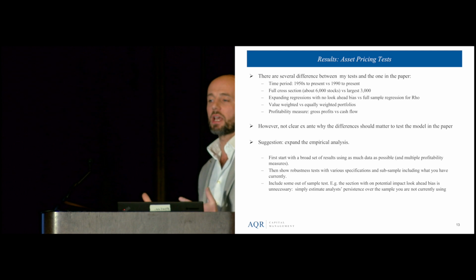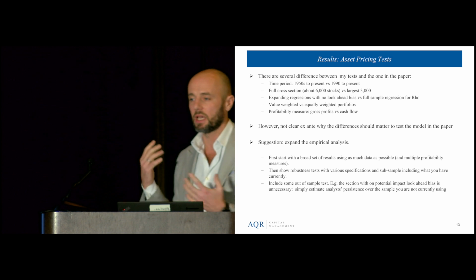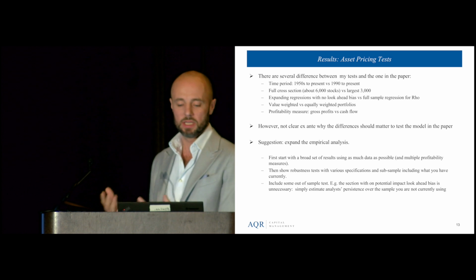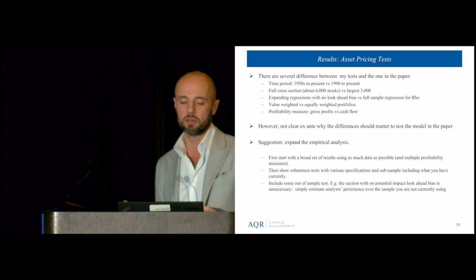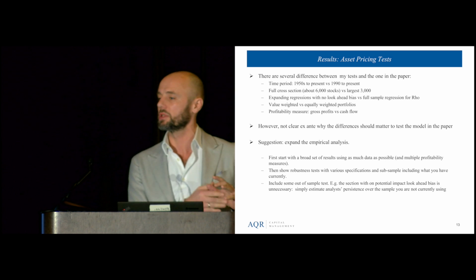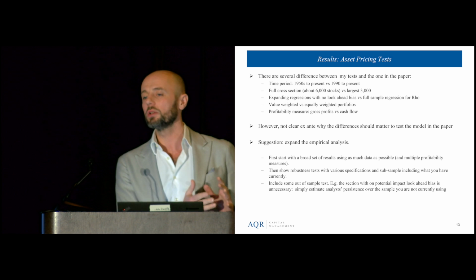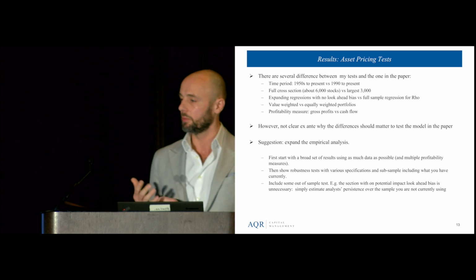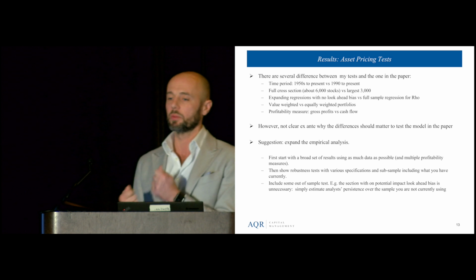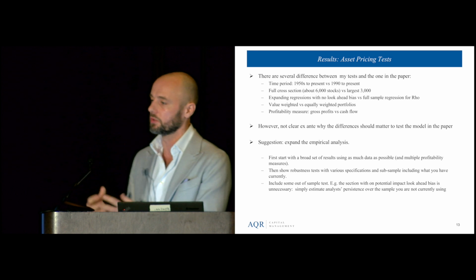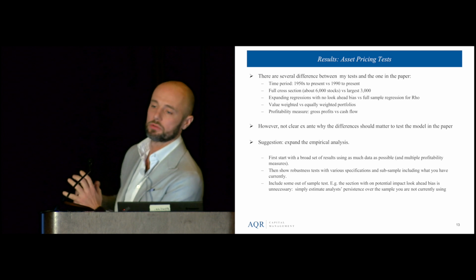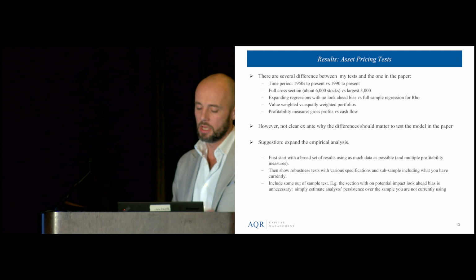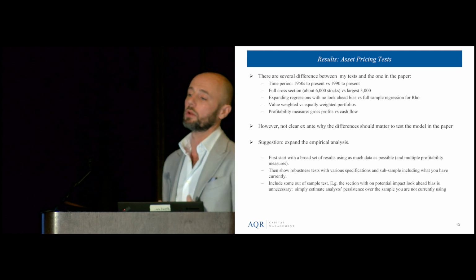However, it's not clear ex ante why my choices are any different than the other choices. So all I'm saying is I'd like to see the empirical analysis expanded. But I think you should start with a broad set of results, all stocks, all data, and multiple profitability measures, because your theory is silent about EPS versus cash flows versus GPOA or others. You shouldn't pick the one that has the more restrictive sample. You should show all the other samples. And in particular, you can look at out-of-sample tests.